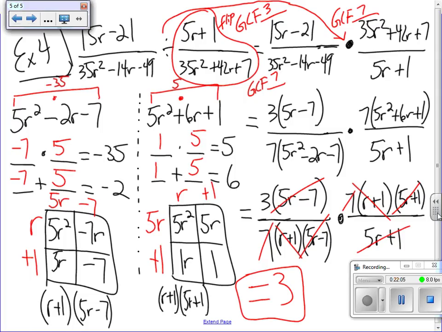Now, look at all the stuff that goes bye-bye. 5r minus 7, upper level, lower level. Bye-bye, see ya. r plus 1. We have an r plus 1 in the lower level. We have an r plus 1 in the upper level. Those go away. What else goes away? We have 5r plus 1, 5r plus 1. Those go bye-bye. 7 in the top, 7 in the bottom. They cancel out. And that leaves us with our lonesome single 3.